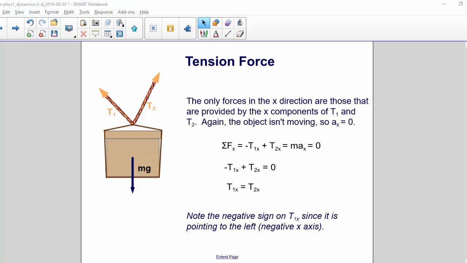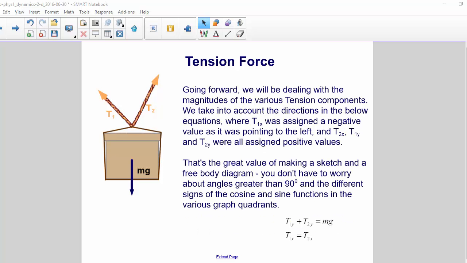And now the only forces in the x direction are those that are provided by the x components of T1 and T2. And again, the object isn't moving, so T1x equals T2x. We will be dealing with only the magnitudes of the various tension components. We already took into account the directions when we made those two equations.